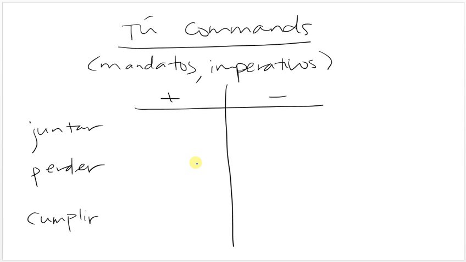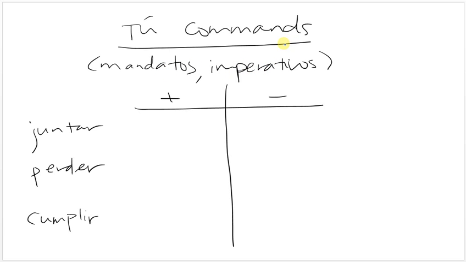Okay, we're going to be talking about tú commands. Tú means that you're talking to somebody that you're familiar with. That could be your best friend or your little brother, or it could be your dog. And a command, obviously, is when you're telling somebody to do something. In Spanish, we call these mandatos, or mandates, or imperativos, or imperatives.